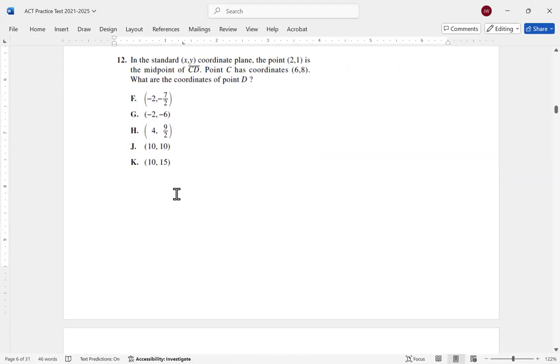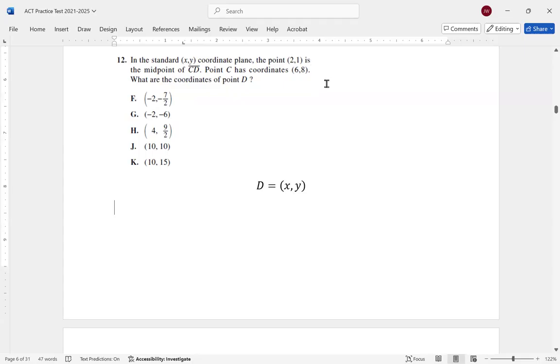Question 12. In the standard XY coordinate plane, the point 2,1 is the midpoint of CD. Point C has coordinates 6, 8. What are the coordinates of D? Well, let's imagine first that D is a given point. We'll just call it X comma Y because that's our usual notation. A midpoint is halfway between. So basically, we want halfway between C and D to be the point 2, 1.